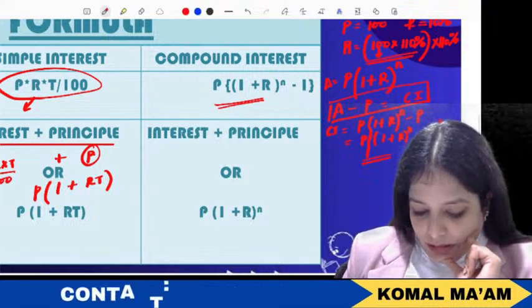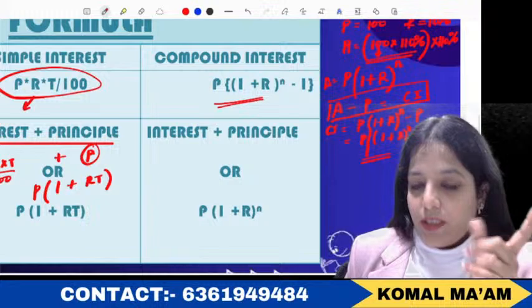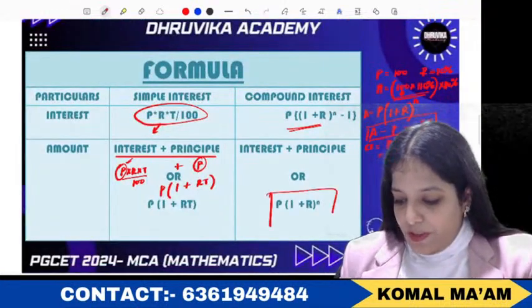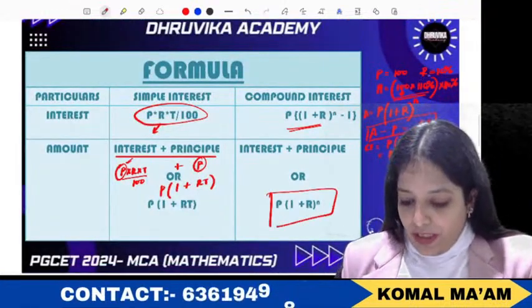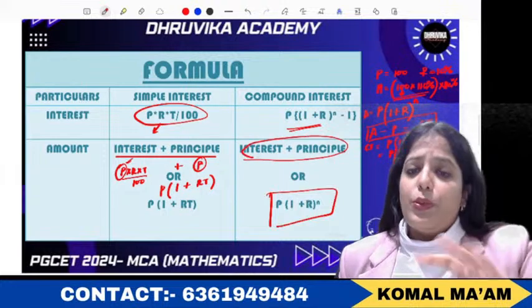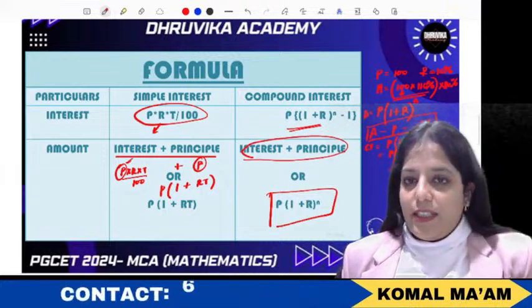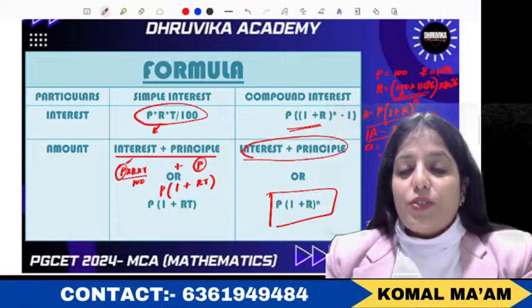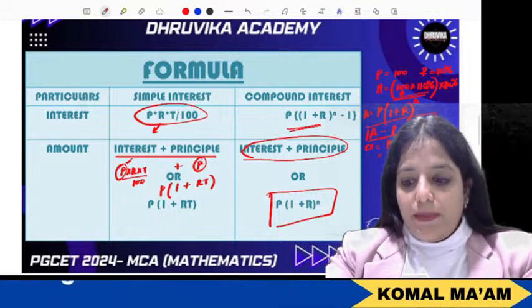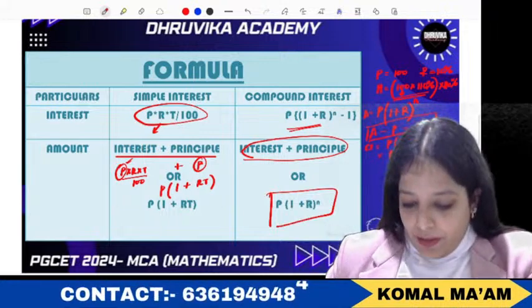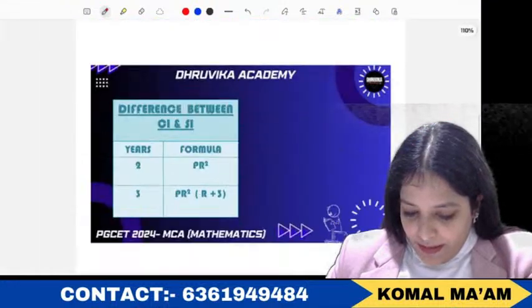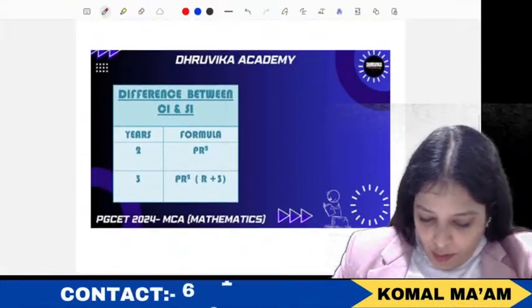Then how can you calculate the amount? This is the direct formula which I told you, the derivation, and this is the basic formula that you can use either in SI or in CI. So let's do some questions on this concept and you'll understand it better. We'll do some questions and then we'll understand another concept.